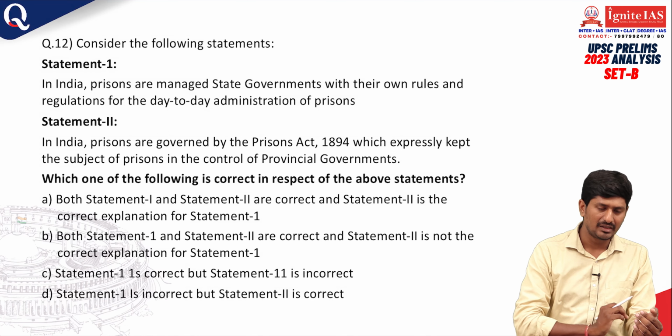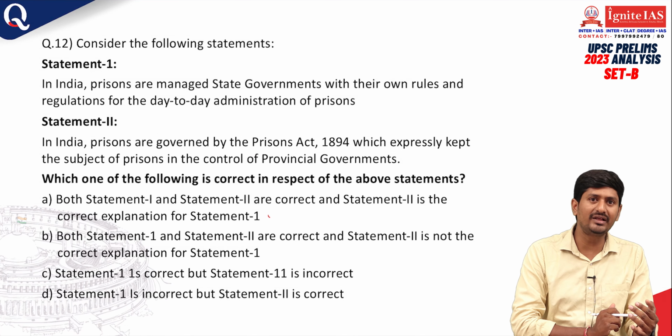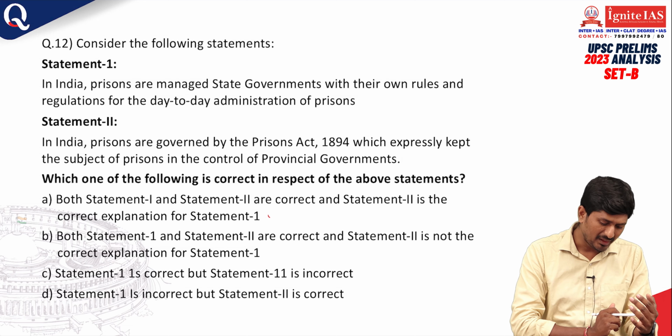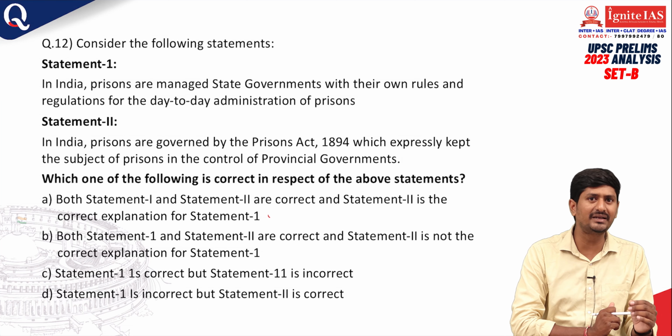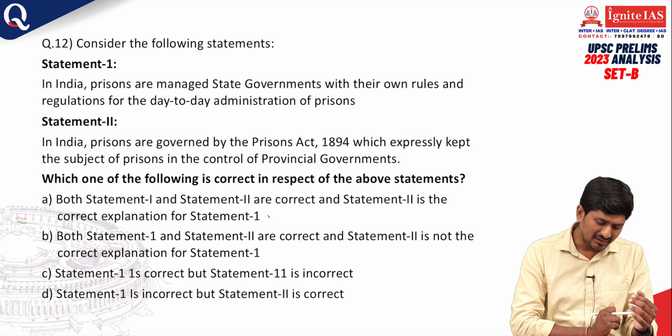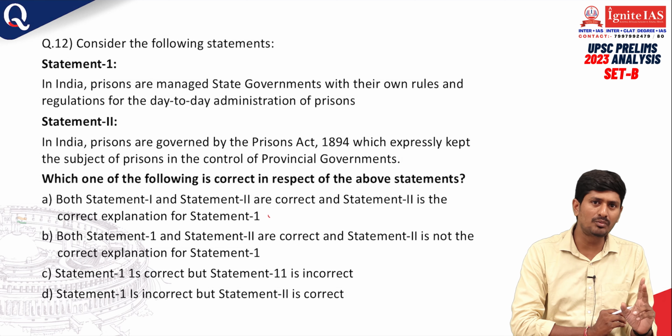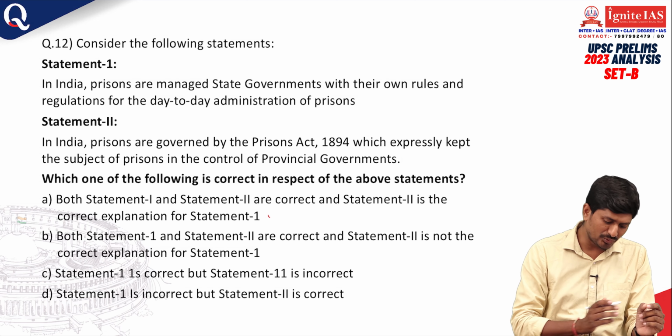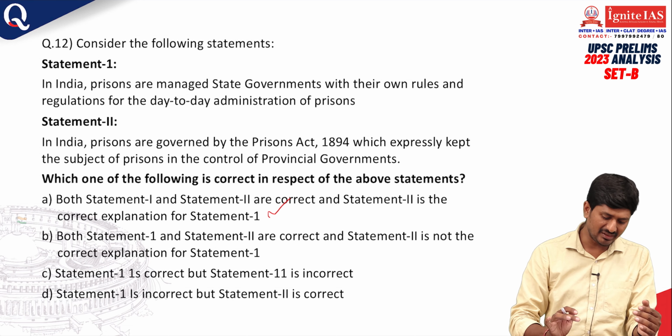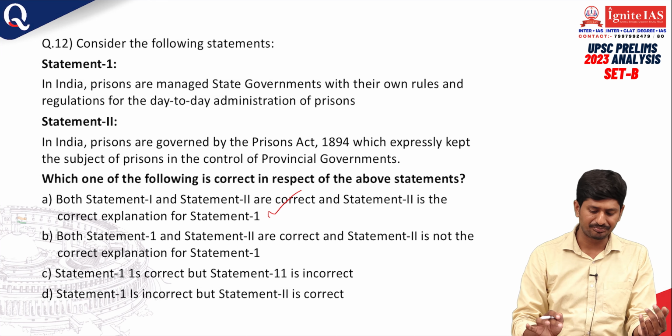Coming to the 12th question, consider the following statements. Statement number 1: in India, prisons are managed by the state governments with their own rules and regulations for the day-to-day administration of the prisons. Actually, prisons fall under the state list. And in India, the Prisons Act 1894 expressly kept the subject of prisons in the control of the provincial governments. So both statements are correct. In fact, it is a direct question. So A is the right answer, where statement number 1 is correct and statement number 2 is the right explanation of statement number 1.